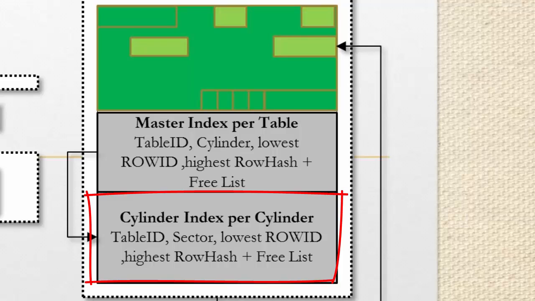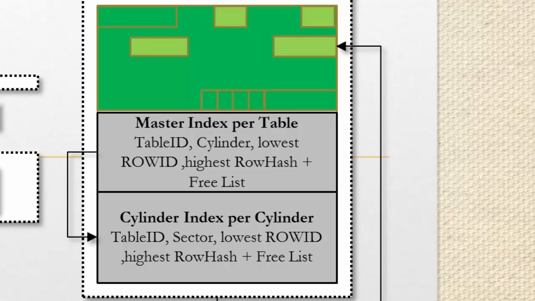The cylinder index, one level deeper, provides per cylinder the table ID, the sector, the lowest row ID, and the highest row hash, plus again a free list. Those free lists serve to locate and tell where free space is on disk at a glance. The AMP consults these two indexes to find out which way to go with information to retrieve or store.